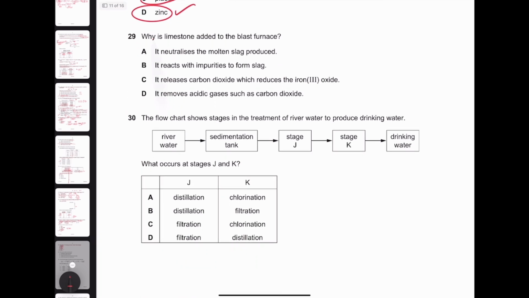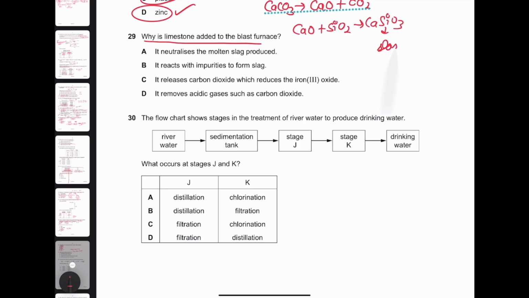Why is limestone added to blast furnace? We know that limestone CaCO3 is added. It gets decomposed and forms CaO plus CO2. But the last reaction of iron extraction is CaO plus SiO2 giving CaSiO3, right? It forms slag. And what is this? This is the impurity from iron ore, SiO2.